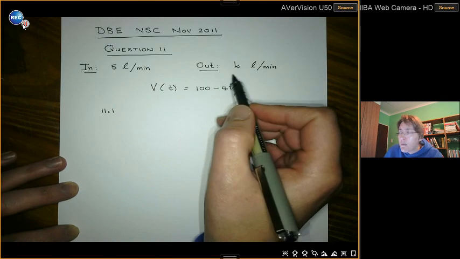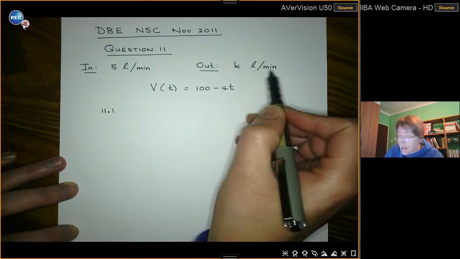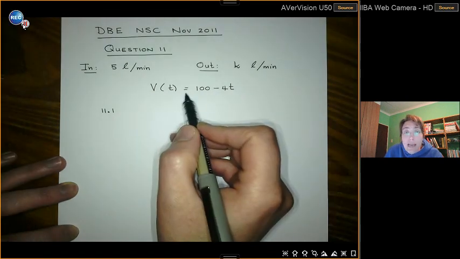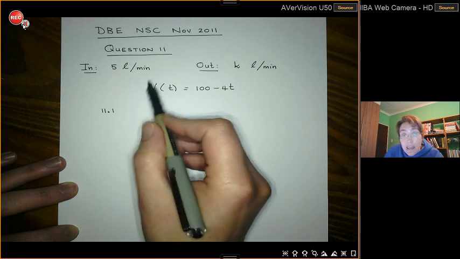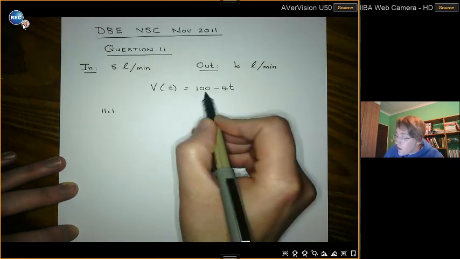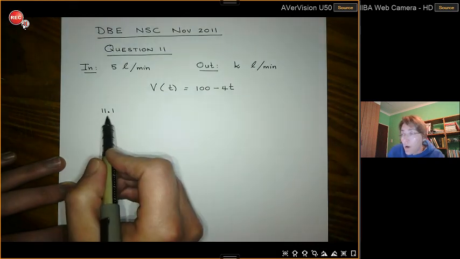At the same time, water flows out of the tank, so the water flows out of the tank at k liters per minute. The volume in liters of water in the tank at time t is given by the formula V(t) is equal to 100 minus 4t. Now the first question, 11.1, says, what is the initial volume of water in the tank?